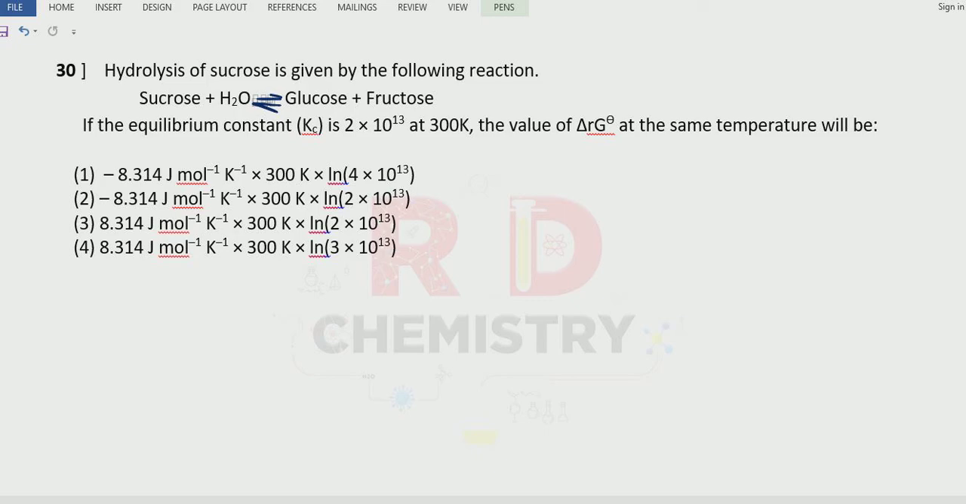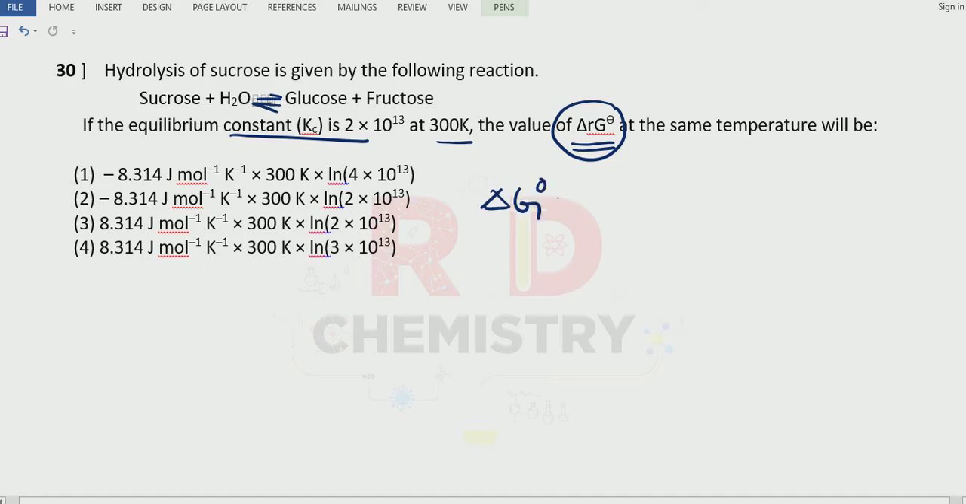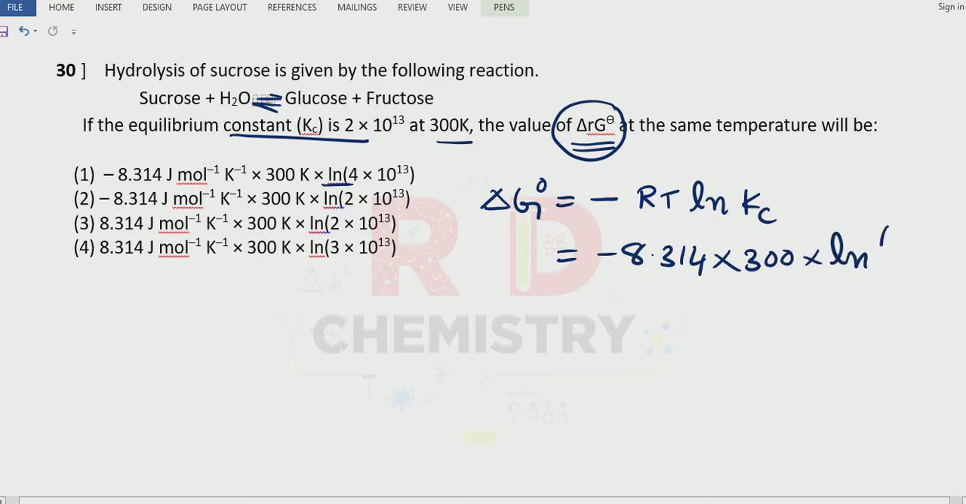Question number 30. Hydrolysis of sucrose is given to give glucose and fructose. The equilibrium constant Kc is given at 300 Kelvin. Delta G naught you have to calculate. Delta G naught is nothing but the Gibbs free energy change. Gibbs free energy change is equal to minus RT ln Kc. We can write it in terms of log or ln also, but in the options they have given ln, so let me make use of ln. It is equal to minus R, which is 8.314 joule per Kelvin per mole, temperature 300 is given, into ln of the value 2 into 10 power 13.